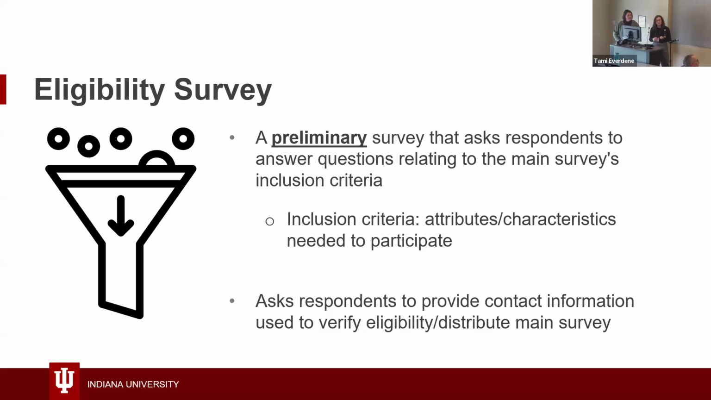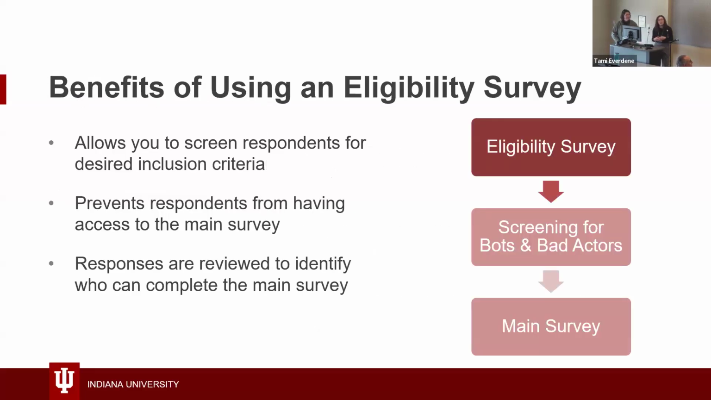And then within that eligibility survey, you ask your respondents their contact information so that if they are eligible, you can follow up with them with the appropriate survey link. And that just kind of prevents a bunch of spam from coming into that main survey instrument. It makes it easier to clean later on. So again, some of those benefits: you can screen the respondents for the desired inclusion criteria. It prevents people from having access to the main survey unless you know that they are eligible for that survey. And then since you are screening individually, you make sure that you have the audience that you're looking for.